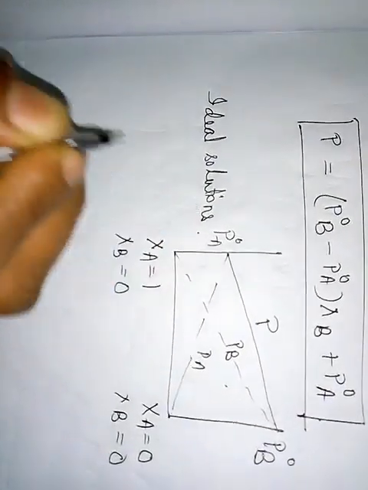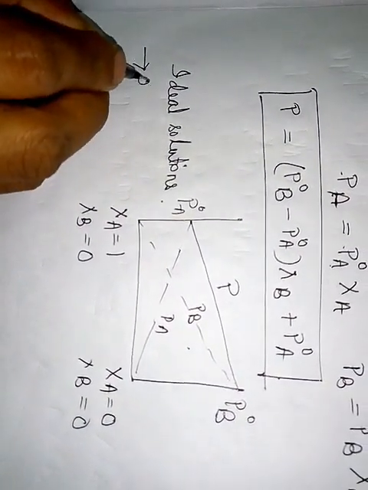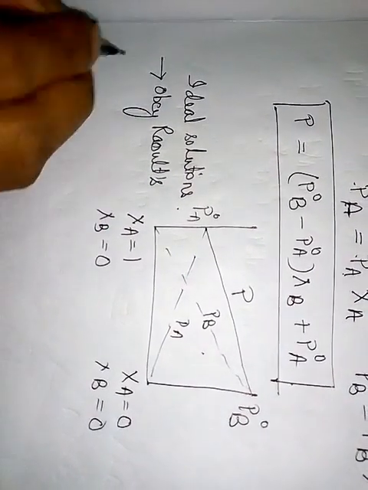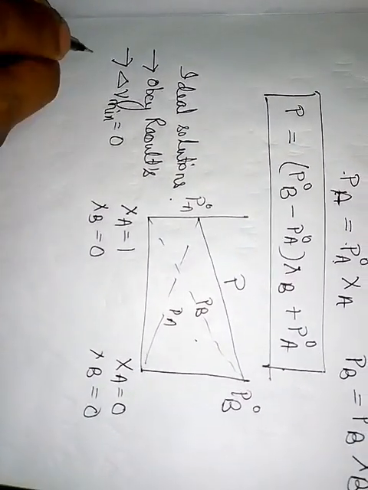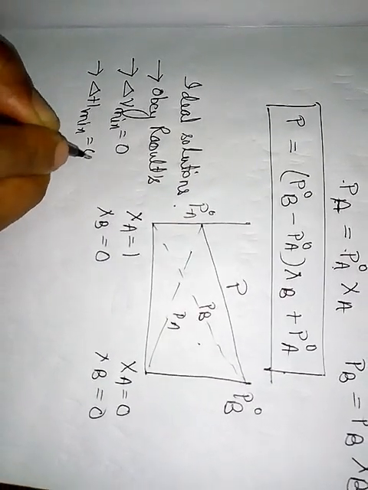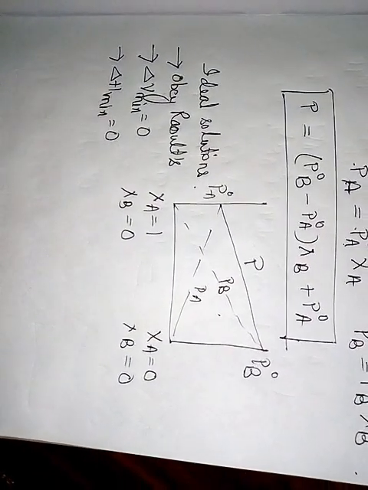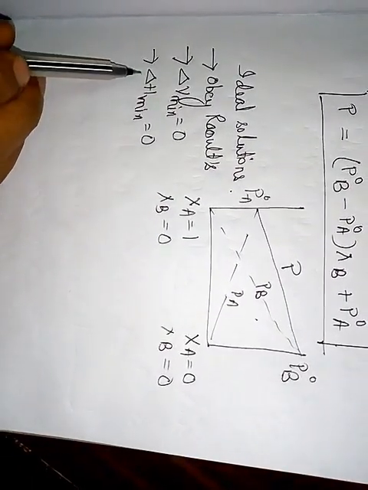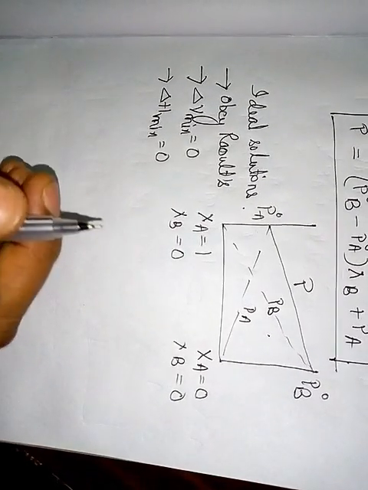And we also discussed that for ideal solutions, the mandatory condition is it should obey Raoult's law. Delta V mixing is equal to 0 and delta H mixing is also equal to 0. That means there is no change in volume, there is no change in enthalpy. Before mixing and after mixing, the total volume and the enthalpy remain the same.